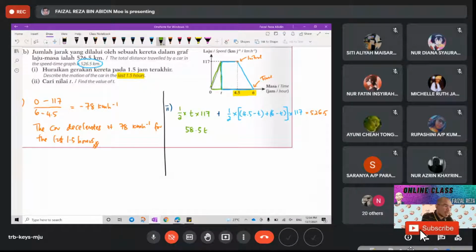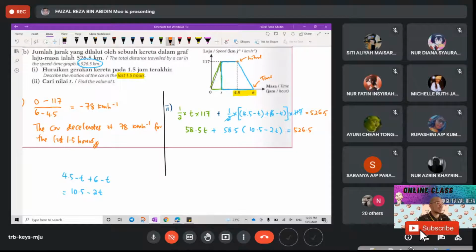The second one over here, to solve this one, 4.5 minus t plus 6 minus t, so we are going to have 4.5 plus 6, we get 10.5 minus 2t. Inside there, 117 over 2, this one I can simplify, I get 58.5 times (10.5 minus 2t) equals 526.5.